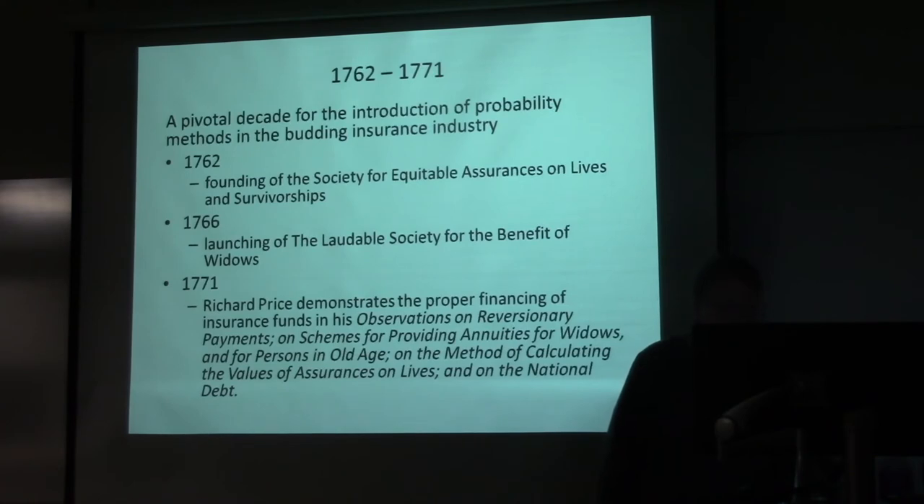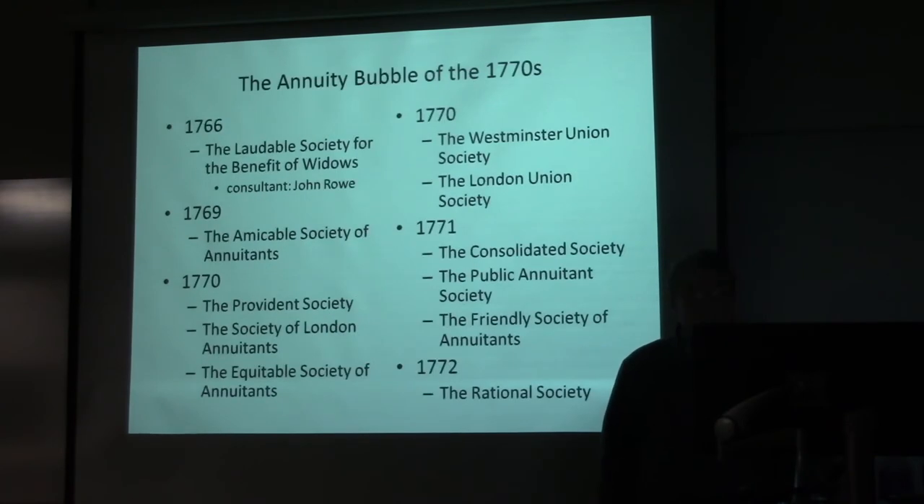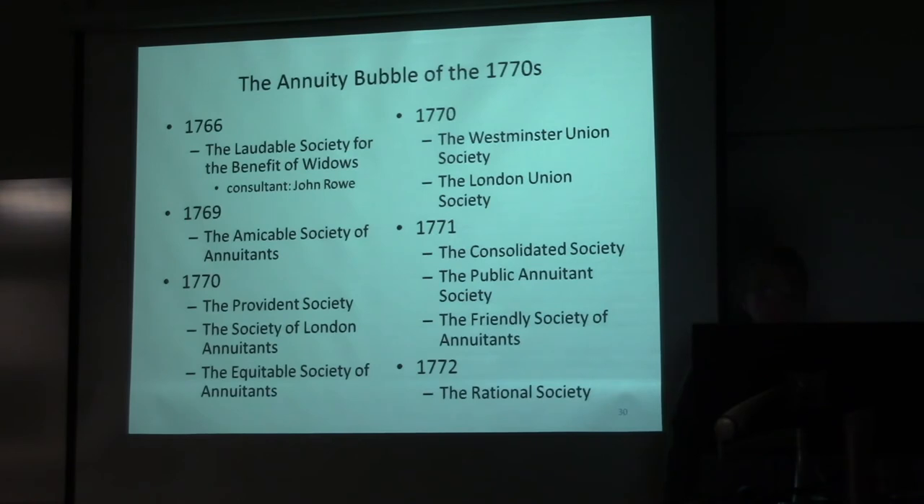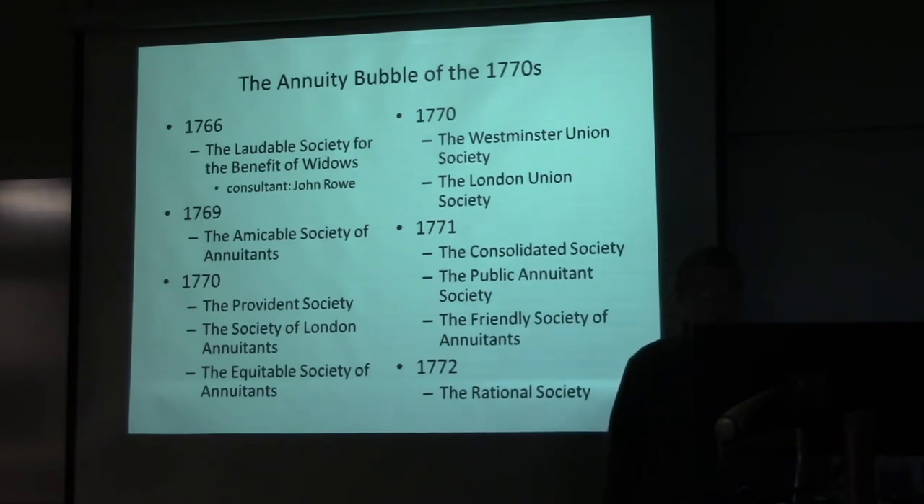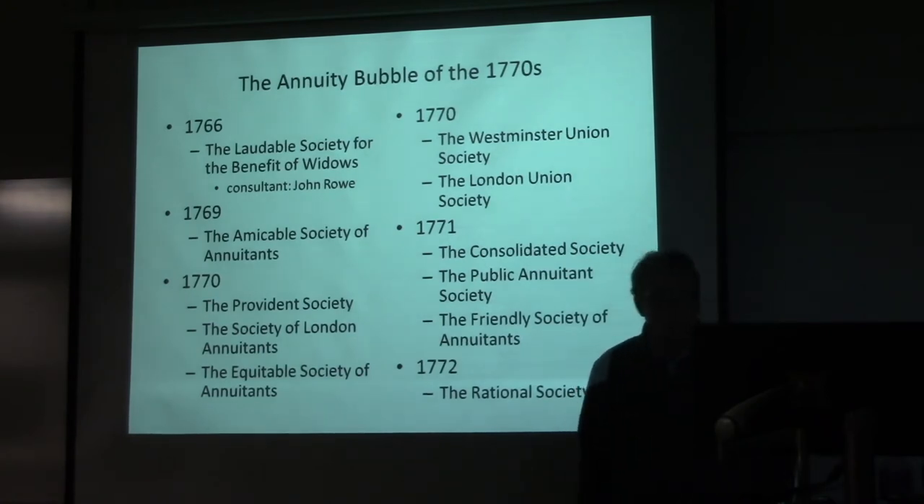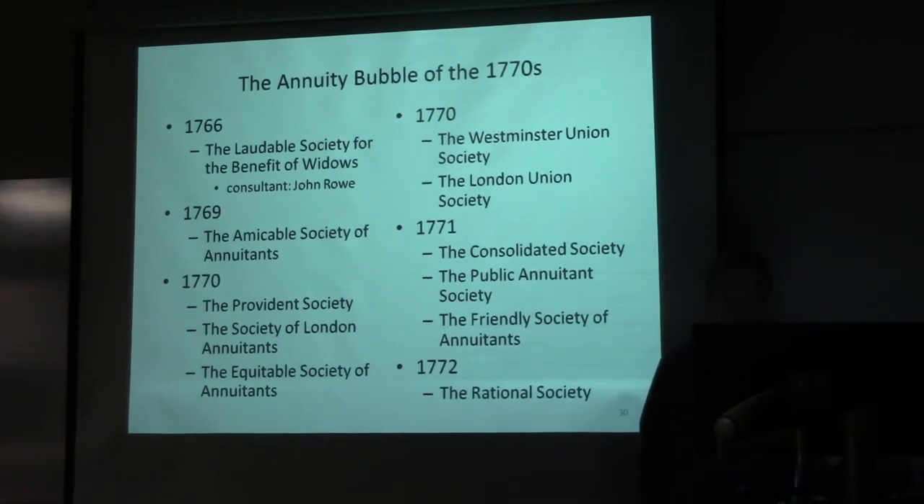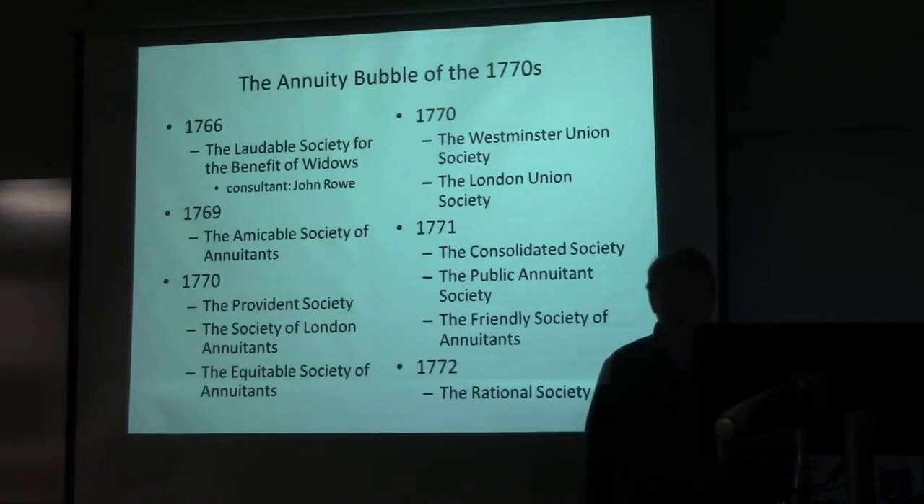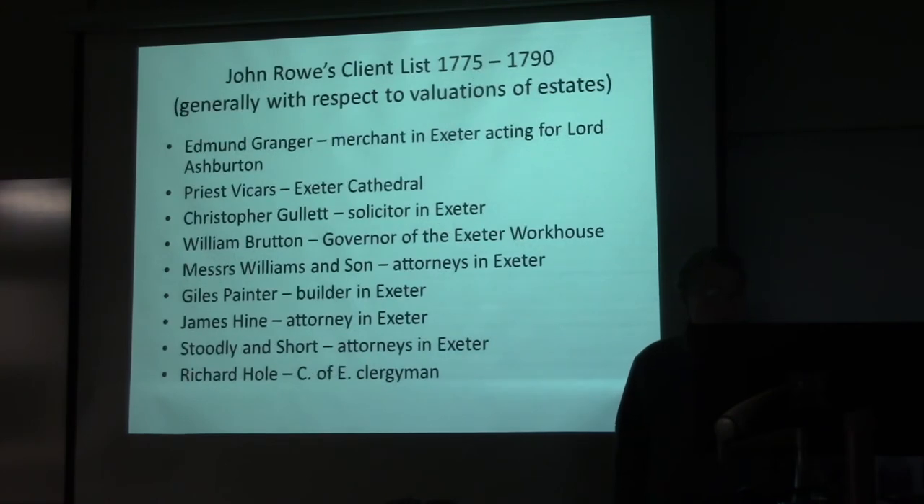And that was a revolutionary book because in the 1770s, because of this Laudable Society for the Benefit of Widows, which was quite successful, and they actually had a mathematical consultant named John Rowe. Starting 3 years later, a whole bunch of other annuity societies started: Provident Society, Equitable Society, Consolidated Society, Friendly Society, Rational Society, and they were all grossly underfunded, every last one of them. I had mentioned Rowe.